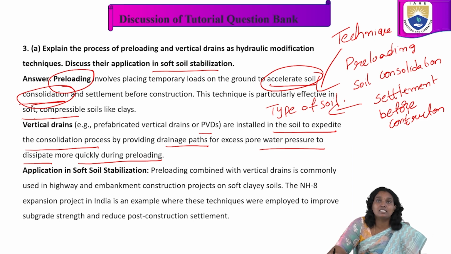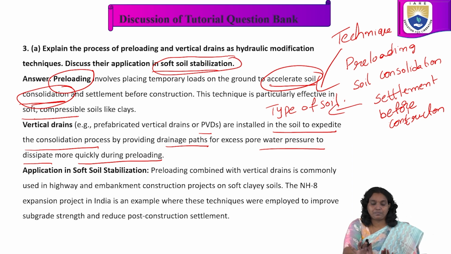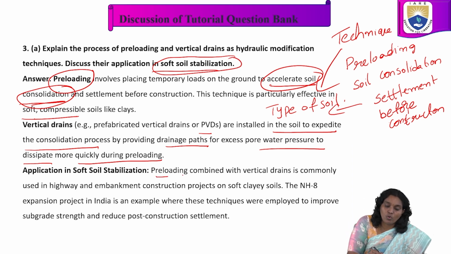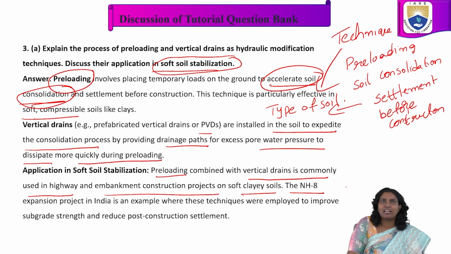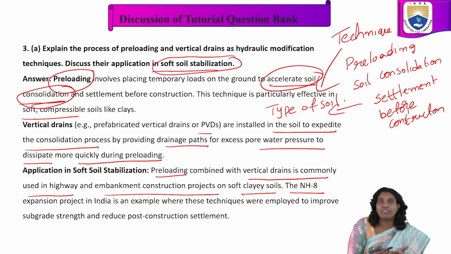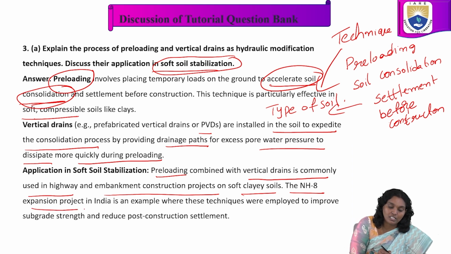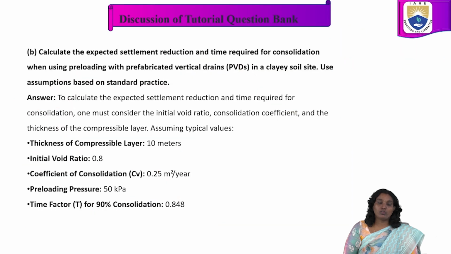Application in soft soil stabilization. Here, they are asking about soft soil stabilization; others may ask differently. Preloading combined with vertical drains is commonly used in highway and embankment construction projects on soft clayey soils. For example, we may give any example, otherwise no need, we may just explain. Here I am giving an example: the NH8 expansion project in India is an example where these techniques were employed to improve the subgrade strength and reduce post-construction settlement. Like that, we are going to enhance the answer.